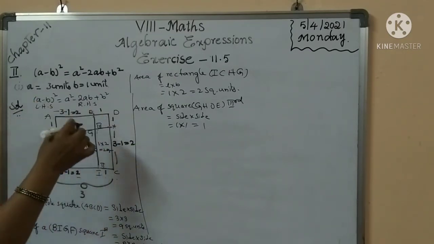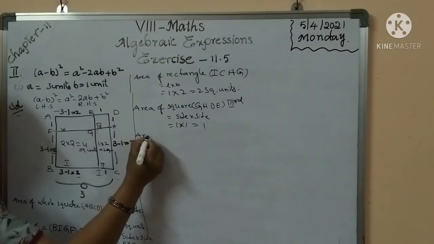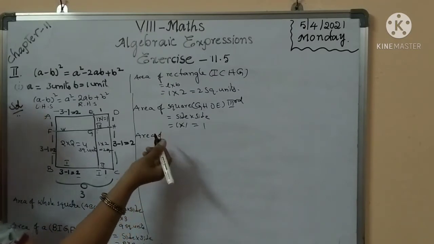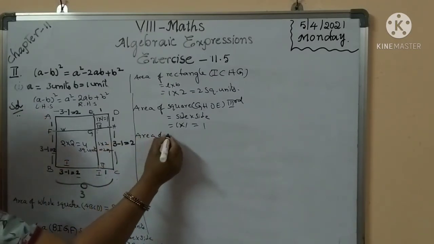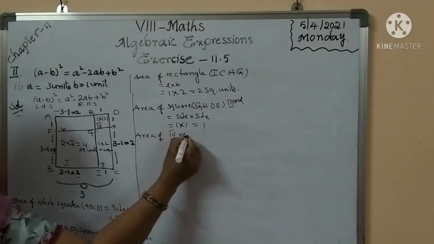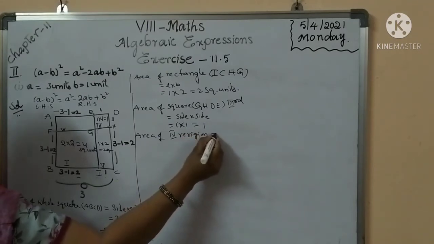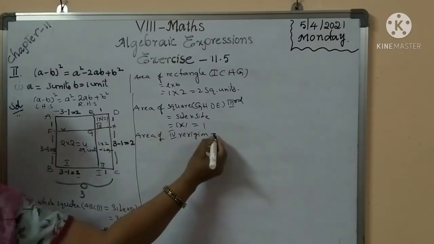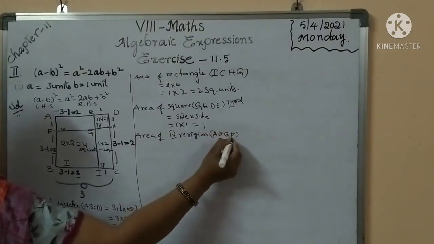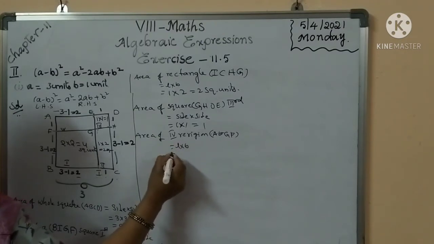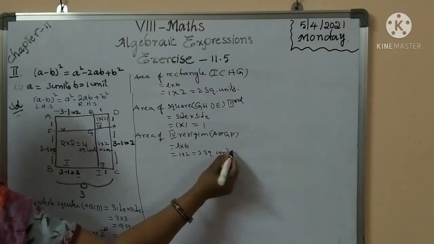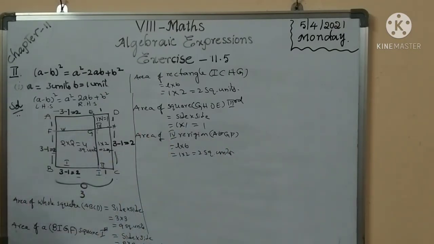Next, it is the fourth reason. Area of the fourth region: here 1 into 1 ones are 1. The fourth region is the shape of a rectangle. So area of AEGF is equal to length into breadth. So length is 1 and breadth is 2 square units. Okay?